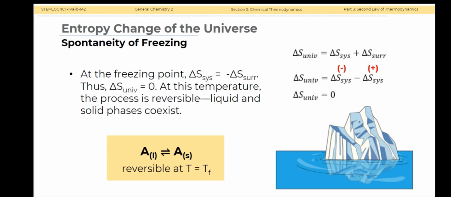At the freezing point, the entropy change of the surroundings equals negative entropy change of the system. Thus, the entropy change of the universe equals 0. At this temperature, the process is reversible. Liquid and solid phases coexist.